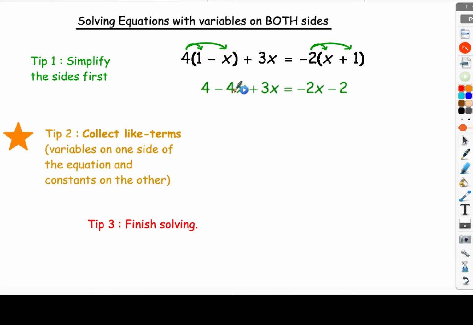So negative 4x, don't forget that's minus 4x plus 3x. Well, negative 4 plus 3 is just negative 1x there. So I've got that 4 from the front, minus 4x plus 3x is a negative 1x left over. And again, I've still got negative 2x on the other side and a minus 2. Now you might be saying, well, minus 2x was like terms as well. But remember, we're separated by that equal sign. There's nothing I can do there as far as adding like terms.